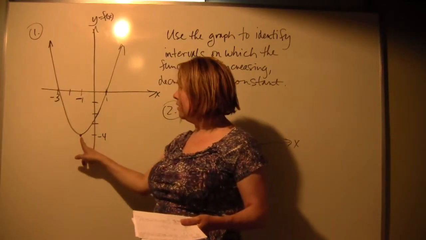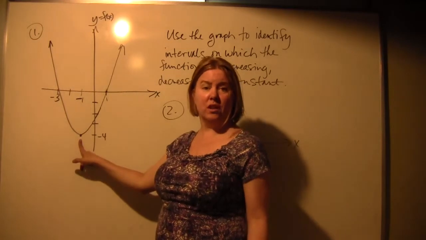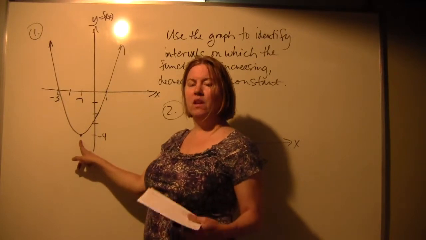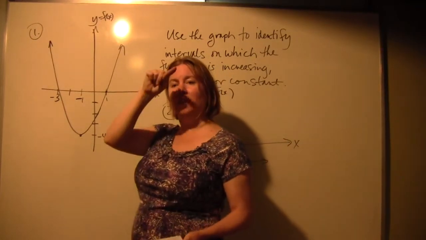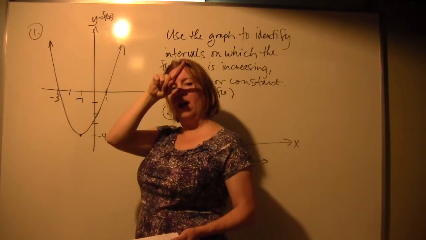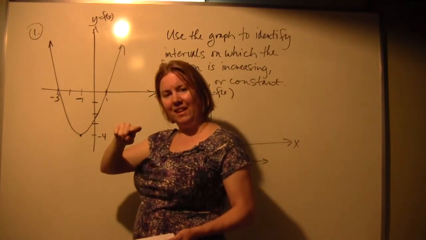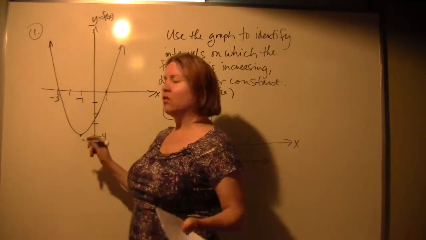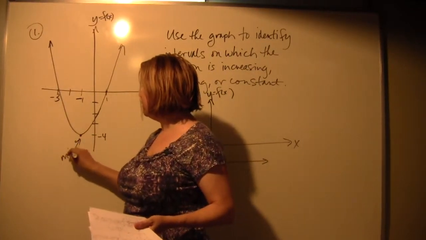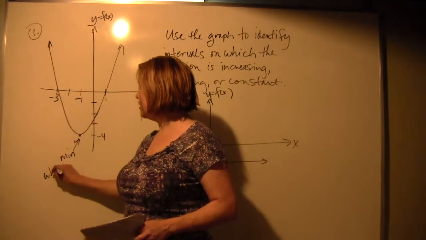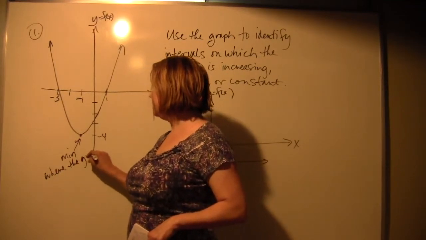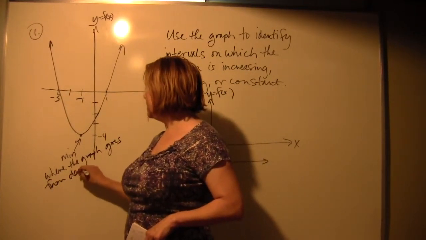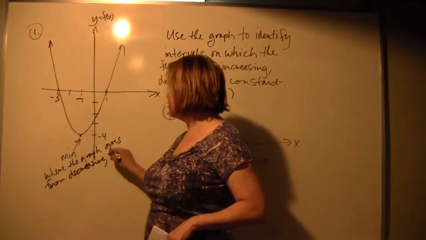And it would be up to here. Now this is the minimum point, or the vertex. In this particular part of the book, they call this a minima. And what that means on a function is that it is a point where the graph goes from decreasing to increasing. So they call that a min, M-I-N. Okay, so that is where the graph goes from decreasing to increasing.